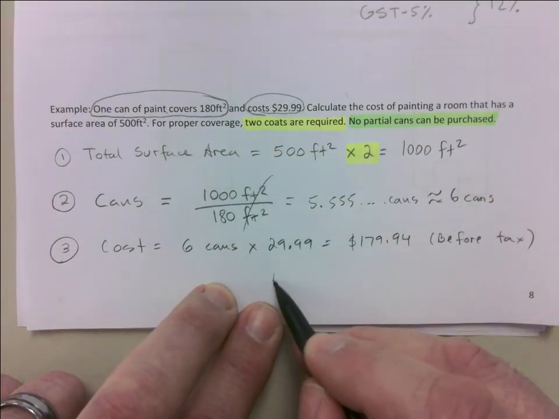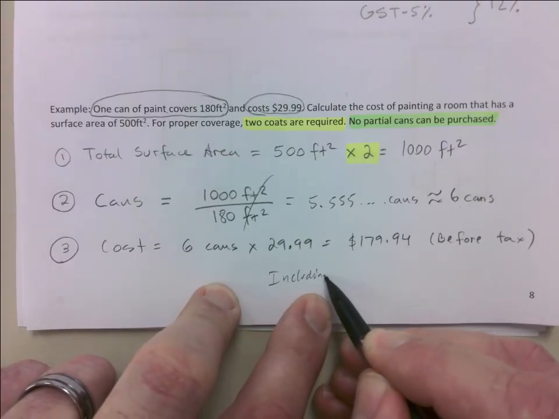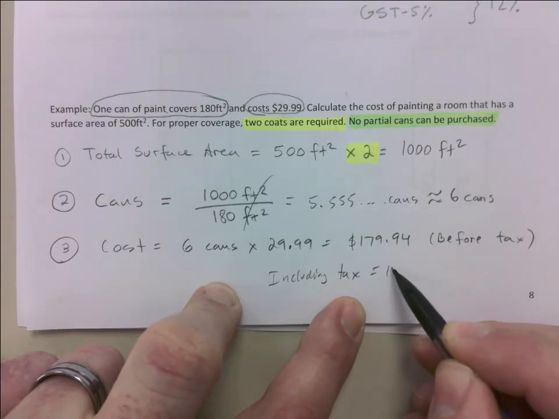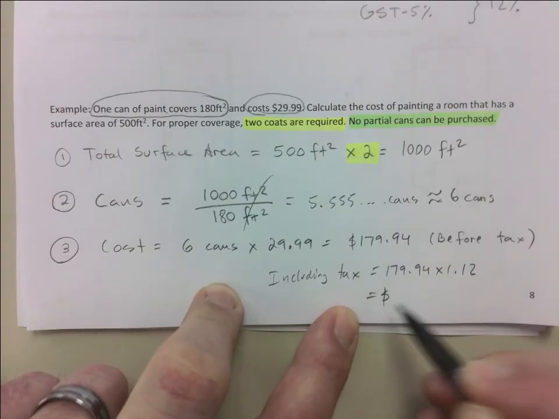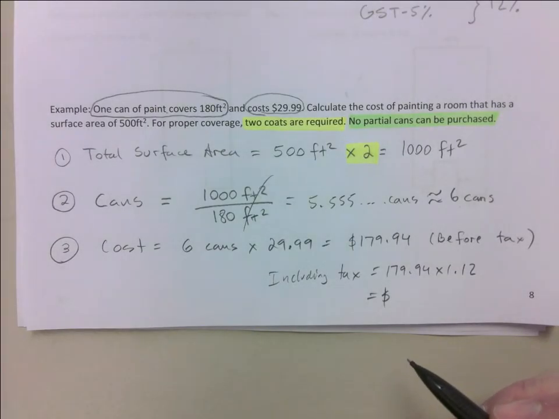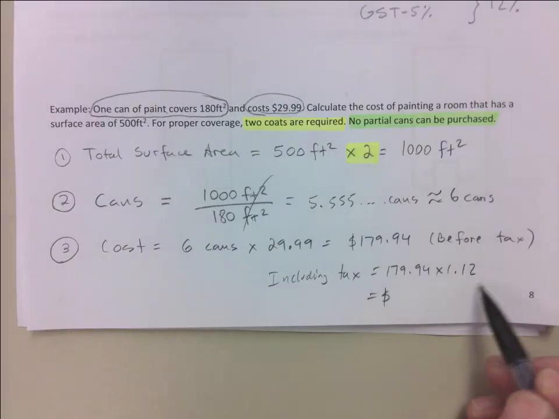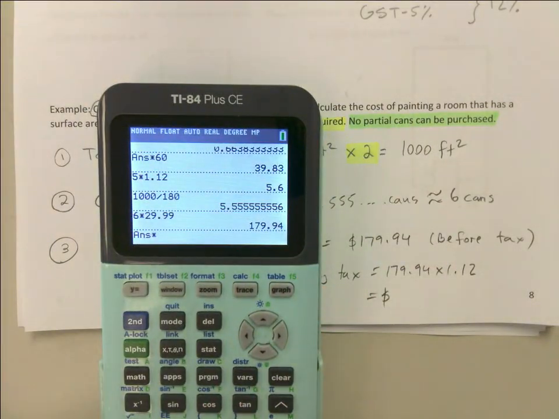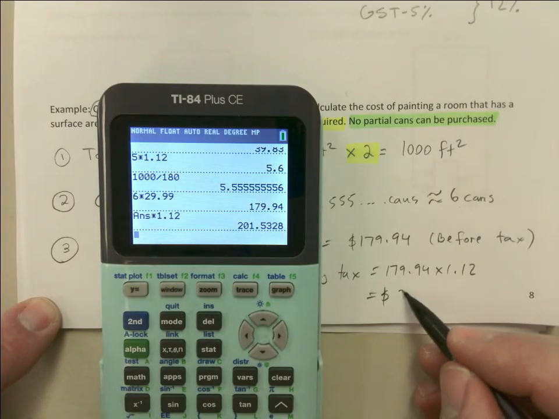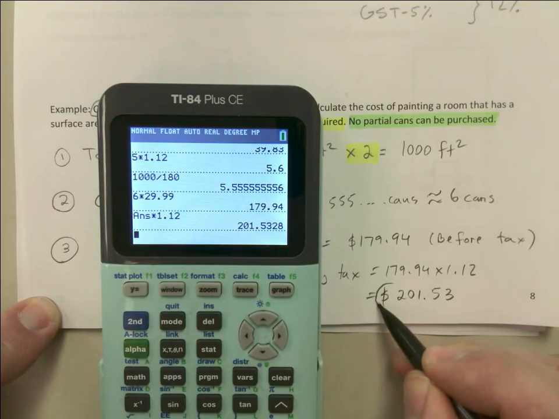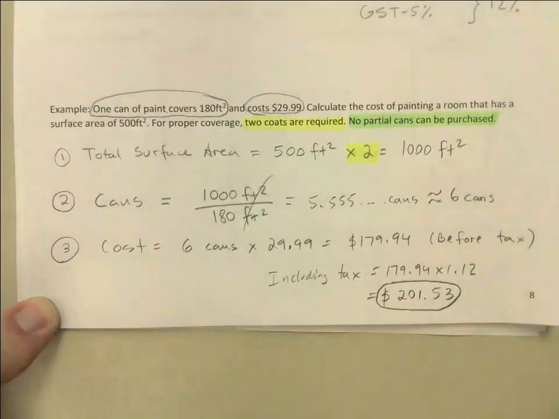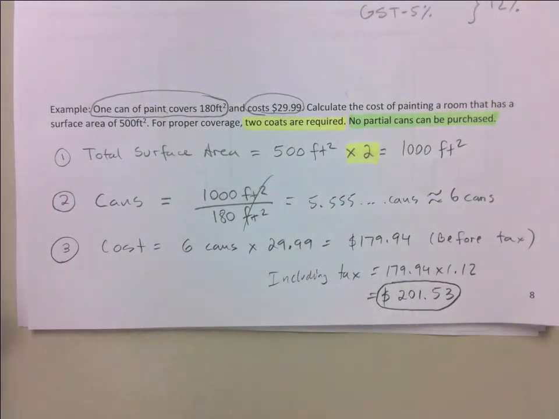If you want including tax, you've got to go 179.94 times 1.12. You're not going to have to guess. I will tell you if it's 5% only. If I don't tell you anything, we're assuming it's 12%. Okay? So you grab your number, you just multiply that by 1.12, and there it is, 201.53. That is most likely the number you would want to know. Okay?